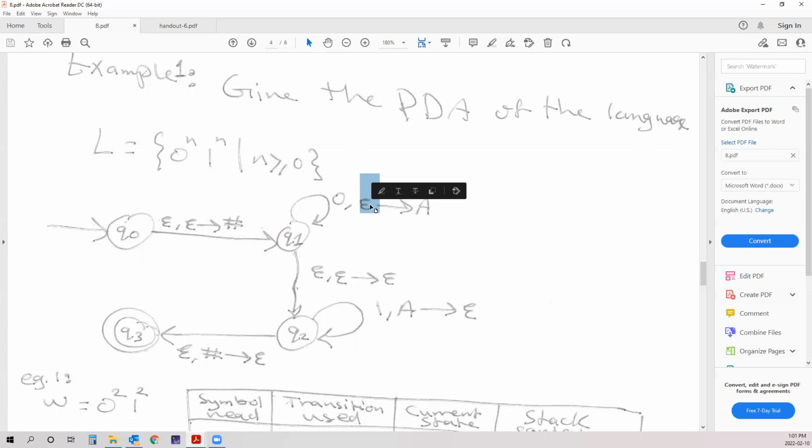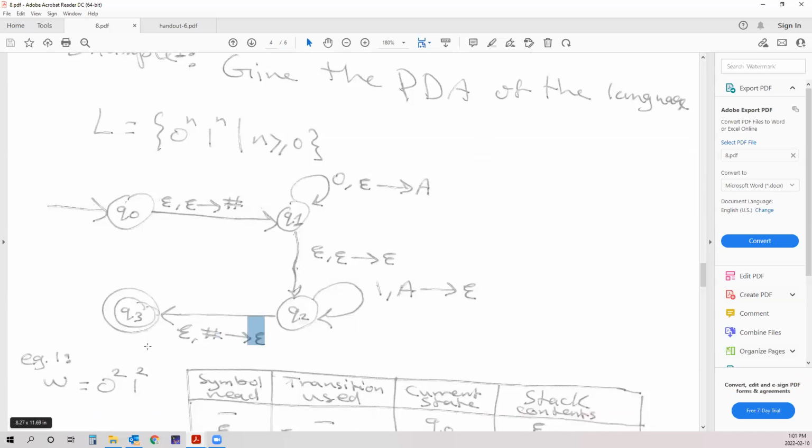Push a 0. Then epsilon, epsilon, epsilon, do nothing. Once we start with 1, pop 1. When we see the epsilon after that, it means it's pop. Then when we have epsilon and the next symbol is hash, then epsilon and go to the final state.